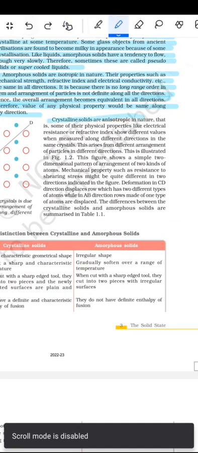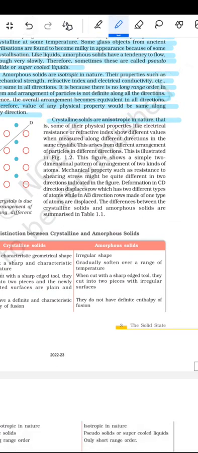Crystalline solids are anisotropic in nature. That is, some of their physical properties, like electrical resistance or refractive index, show different values when measured along different directions in the same crystal. This arises from the different arrangement of the particles in different directions.